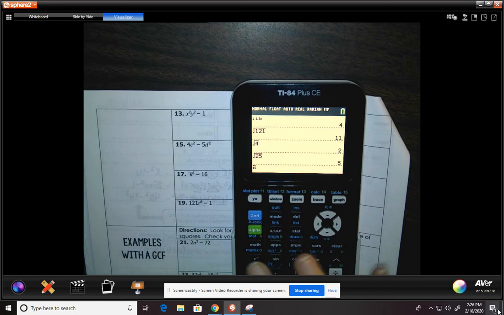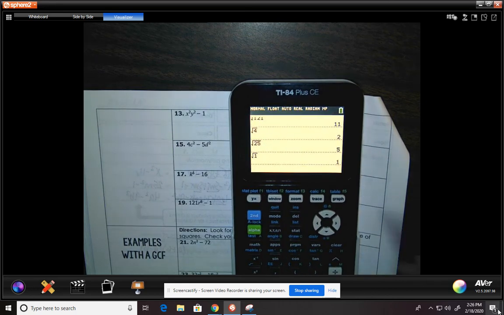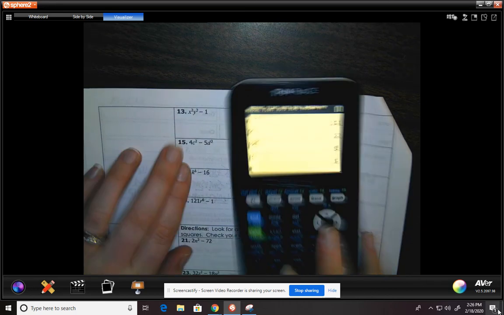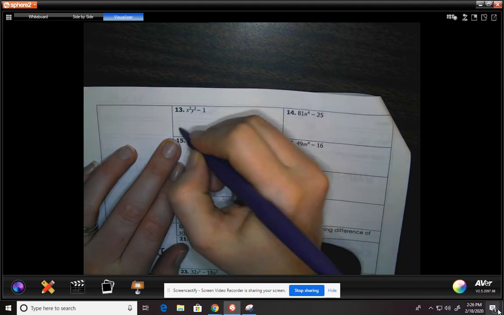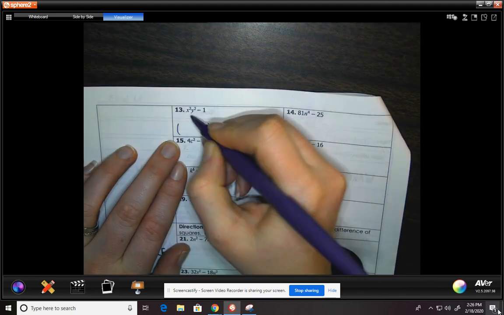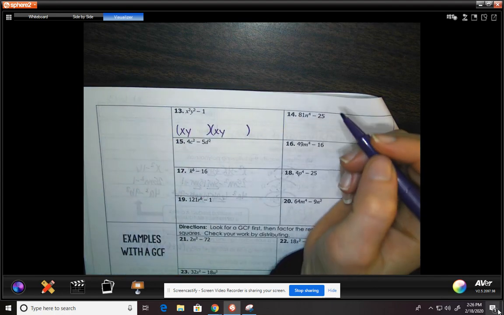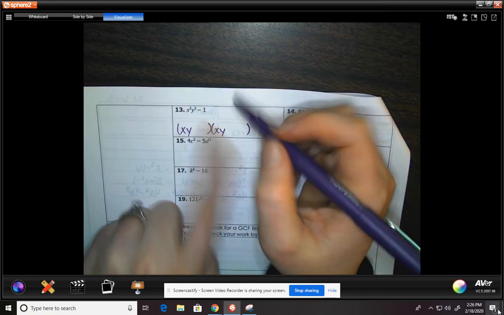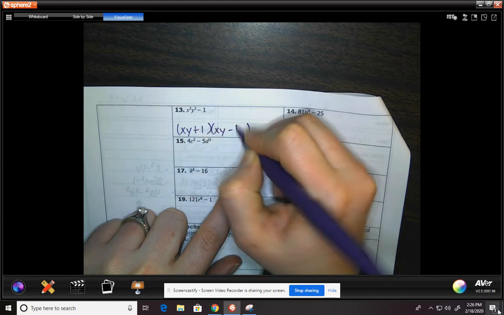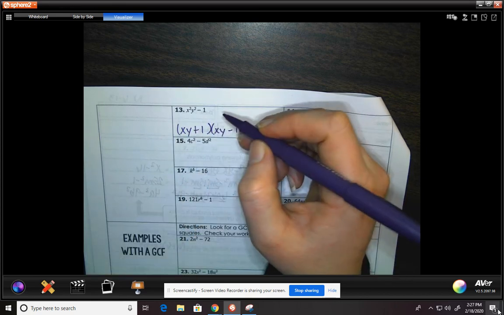Okay, going to the back, I have x squared y squared minus 1. The only number you have in this problem is 1, so you have to take the square root of 1, which is 1, so it works. So I'm going to open up my parentheses. Since the letters are connected, I put xy together. I can't put a plus or minus sign in between them because that's not where the sign fell. And then I do plus 1, minus 1 because the square root of 1 was 1.